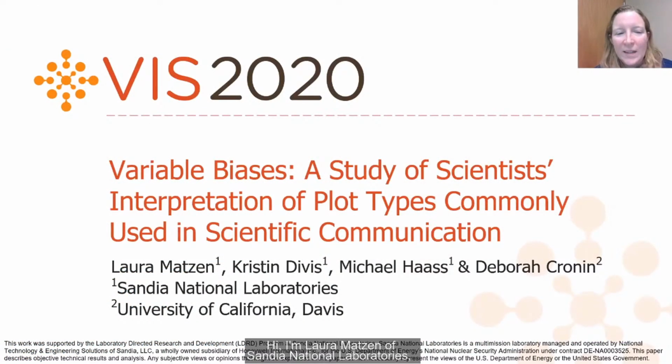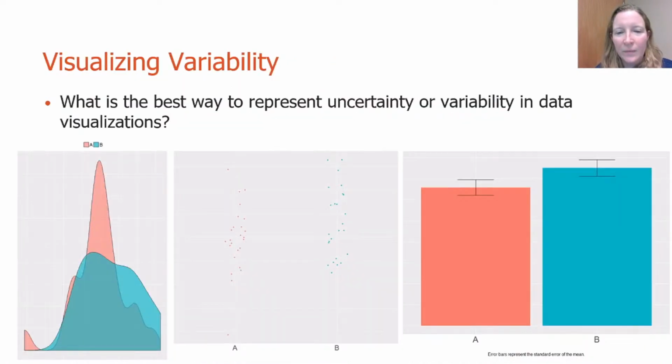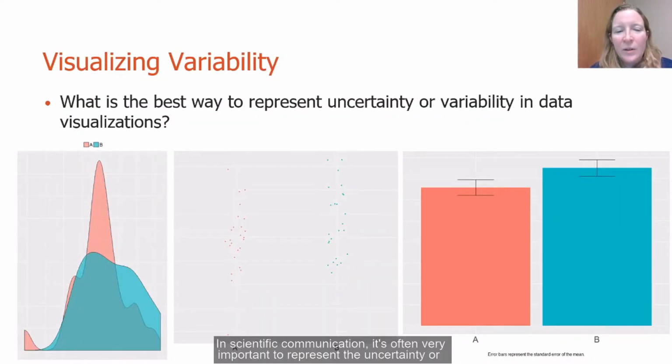Hi, I'm Laura Madsen of Sandia National Laboratories, presenting the paper Variable Biases, a study of scientists' interpretation of plot types commonly used in scientific communication. So in scientific communication, it's often very important to represent the uncertainty or variability in a data set, but that information can be very tricky to visualize.